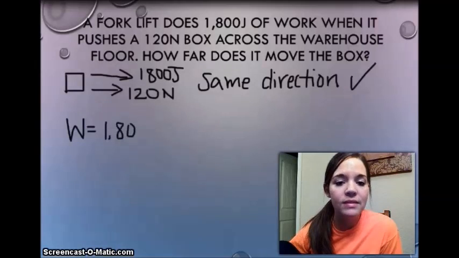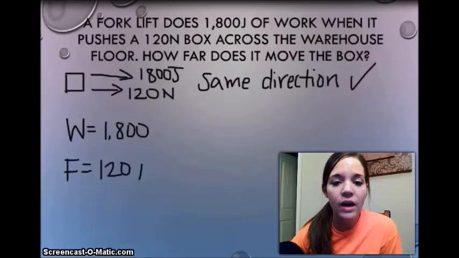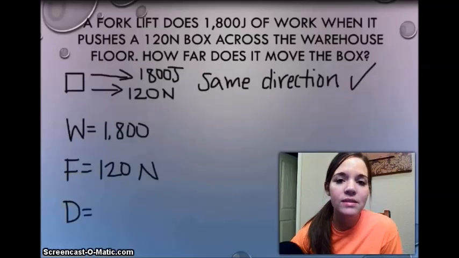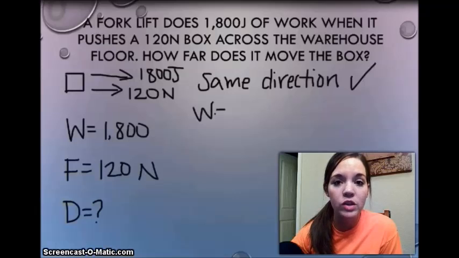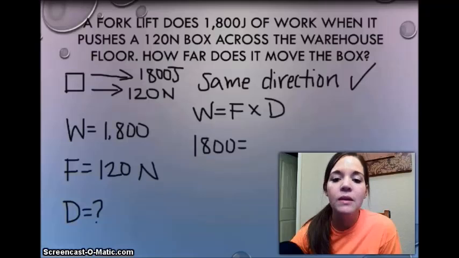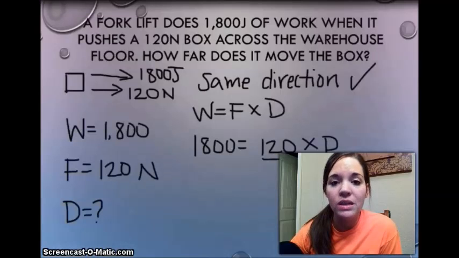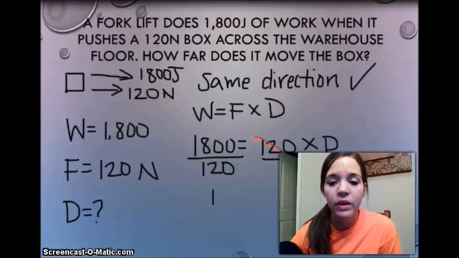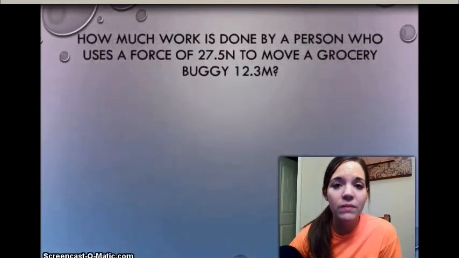So work in this case is equal to 1,800 joules. The force is 120 newtons, and the distance is what we're trying to solve for, so I'm going to put a question mark. The formula is work is equal to force times distance. You have 1,800 equals 120 times distance. Now we have to undo the multiplication in order to get distance on the side by itself. So in order to do that, we divide both sides by the 120. Whenever you divide 1,800 by 120, you get 15.